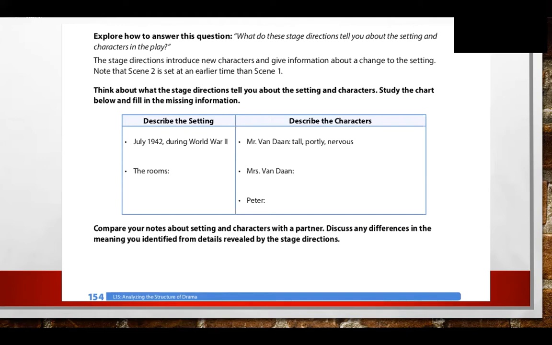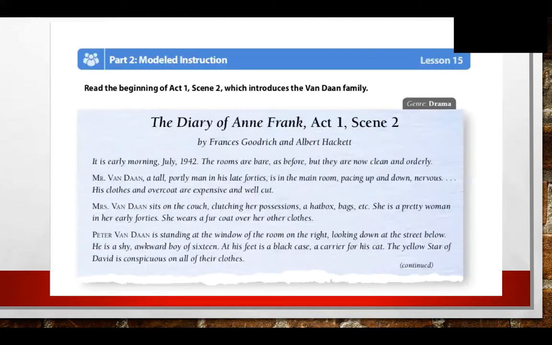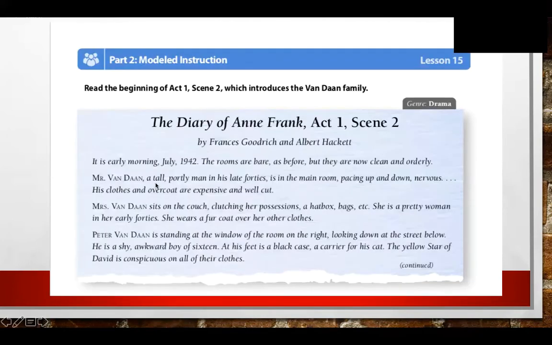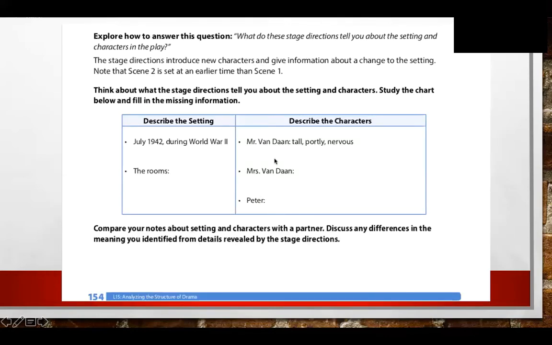The rooms. Okay, what does it say specifically about the rooms? If we're looking back, it says clean and orderly. The rooms are bare as before, but they are now clean and orderly. So go ahead and write clean and orderly right there by the rooms. And then Mr. Van Daan is tall, portly, nervous. Okay, we see that. Mr. Van Daan, a tall, portly man, pacing up and down. He's nervous. He's also well dressed. His clothes and overcoat are expensive and well cut. They don't mention that, but you could put that if you want to.